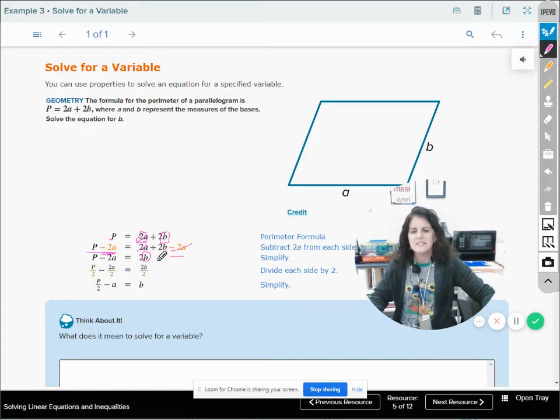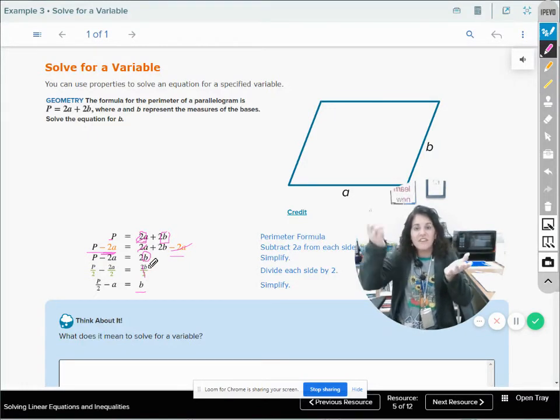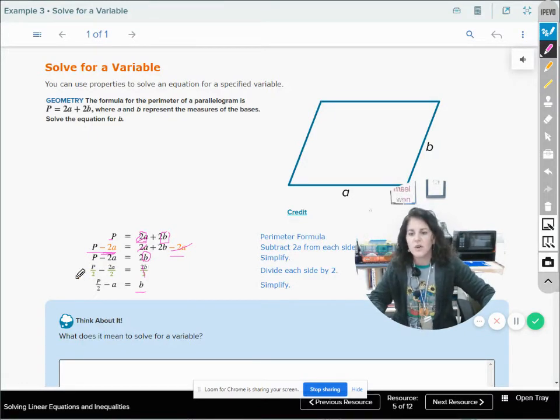So to get b by itself, I divide by 2. It's being multiplied by 2. To undo that, I use the inverse operation. I divide by 2 because 2 divided by 2 is 1, leaving me with just b. But again, property of equality says if I do it on this side, to keep that set of scales balanced, I've got to do it over here on this side. So I divide this side over here by 2. Again, p divided by 2, I can't simplify that. But 2 over 2, we realize we can simplify just like we did here, and I end up with p over 2 minus a equals b.